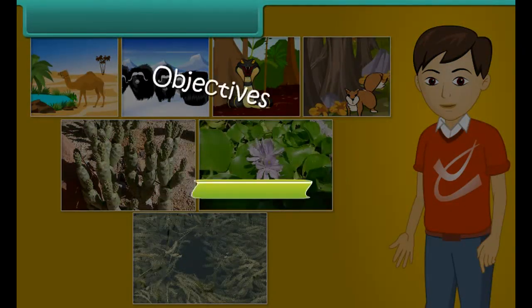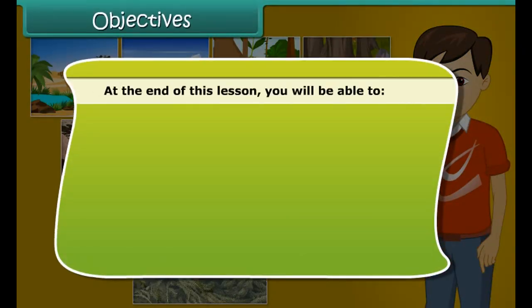Objectives. At the end of this lesson, you'll be able to identify the characteristics of living organisms, describe the characteristic features of plants and animals.